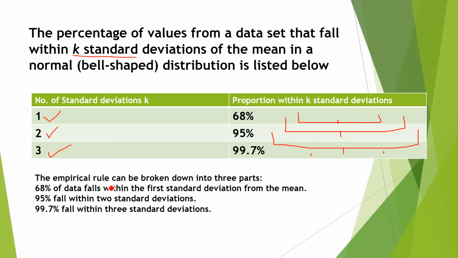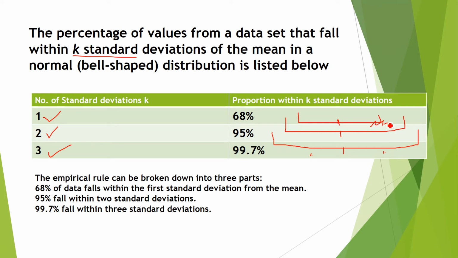So the empirical rule can be broken down into three parts. 68% of the data falls within the first standard deviation from the mean. So this is the mean. And what is the first standard deviation? You can write down this is mu, because this is the mean.